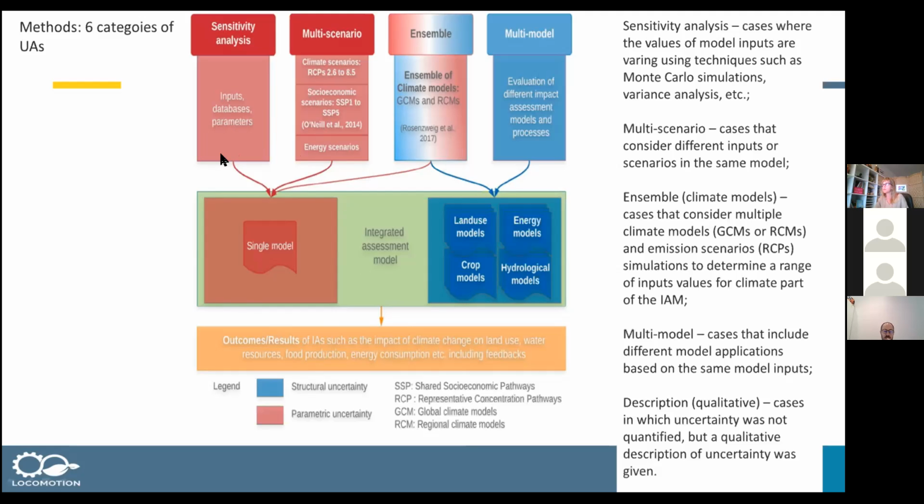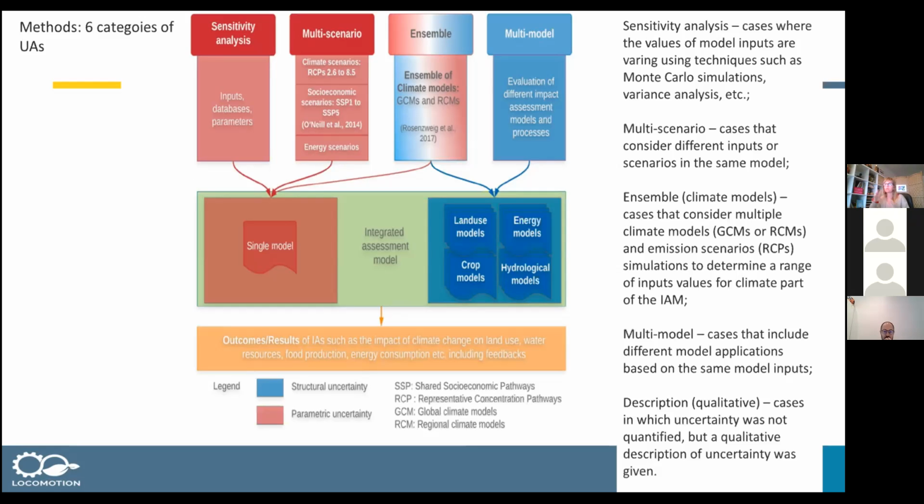The first one is the sensitivity analysis, the one we discussed before. This can be used to evaluate the outcome of the model by changing the inputs, for instance with a stochastic input in a Monte Carlo simulation. Then we have multi-scenario methods, for instance the SSPs, which use different input parameters for, I don't know, GDP, population, land use, etc., giving different outputs in the same model, of course.